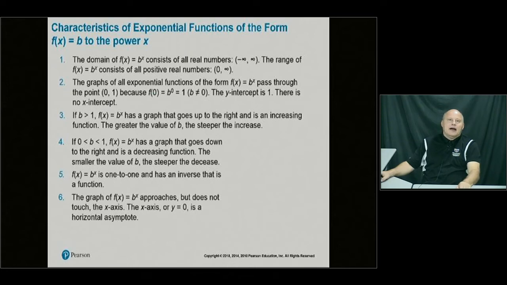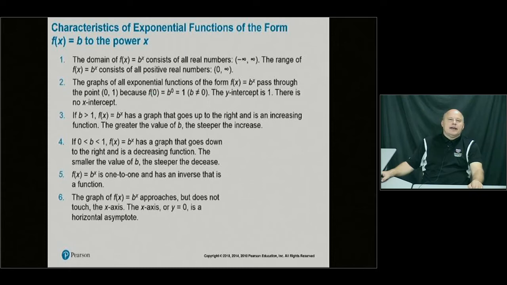Okay, if f of x equals b to the x, it's a 1-to-1 function, and it has an inverse that is a function. Now that one we'll talk about a little bit more when we start talking about logarithmic functions, but you do know at this point about 1-to-1 functions. Remember, they pass the horizontal line test, so therefore since it passes the horizontal line test, it will have an inverse function. What is that inverse function called? You have to wait for it.